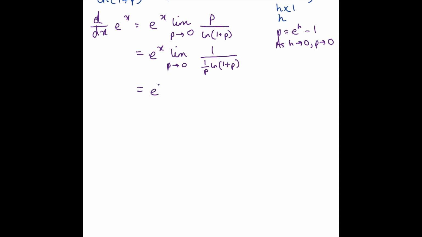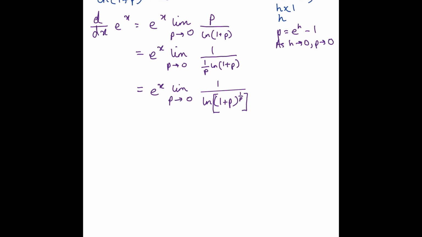So I'm going to rewrite this now as e to the x, limit as p tends to 0 of 1 over, hopefully you spotted the trick, we're going to bring the power up this time. So we're going to get ln of (1 + p) to the power of 1 over p. But be careful here with the brackets. I'm just going to bracket this, 1 over p, and then close the square bracket. I'm looking here at the limit as p tends to 0.